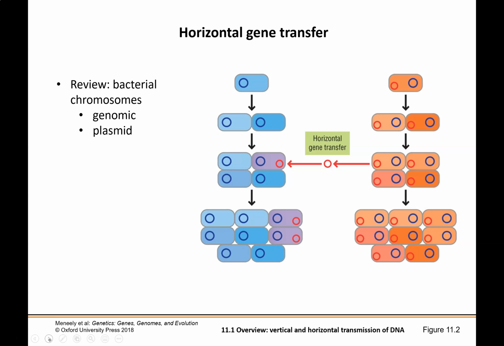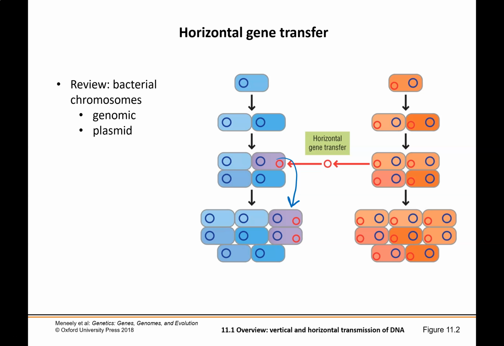We can also have horizontal gene transfer. So horizontal gene transfer is basically transfer of genes from one population to another, not from generation to generation. So in this diagram here, we have the orange population transferring a small piece of DNA to the blue population. And when this happens, it creates genetic variation within that blue population. And some of these blue individuals now have new information. They've acquired new information that allows them to be different than their surrounding cells.